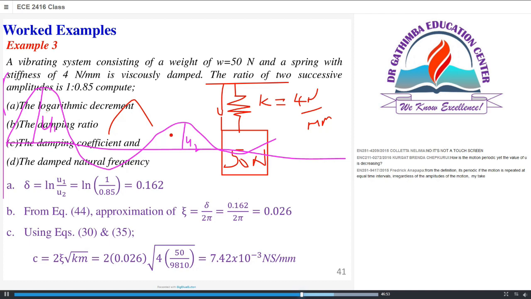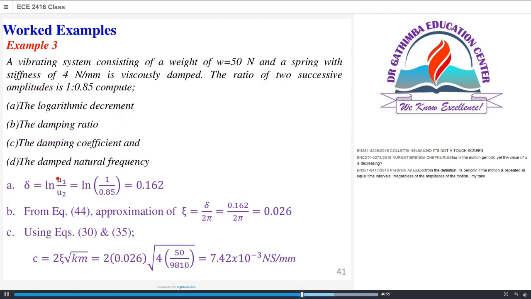So the first thing that we need to calculate is the logarithmic decrement. This is direct, straightforward: natural log of U1 over U2. So use that ratio, and we get the logarithmic decrement. The damping ratio, xi, is given by equation 44, delta over 2 pi. The third is the damping coefficient, C, equals 2 xi times the square root of km.